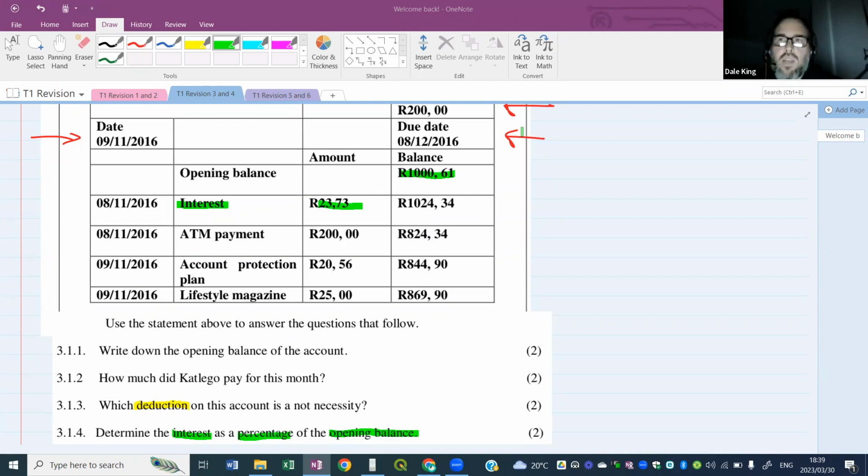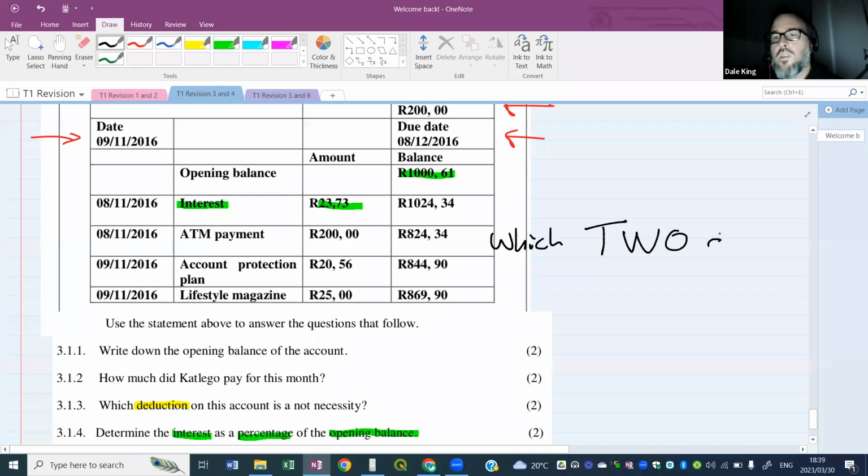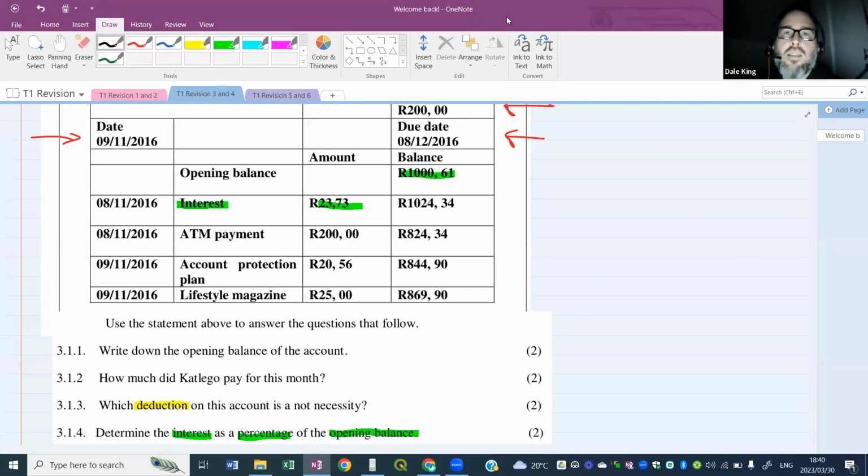They'll always actually write the word 2. In fact, what they do in the exams and the finals, they put the word 2 in capitals. Okay, so they'll say which 2 deductions. They'll actually put the word 2 in capitals there, which means you must give 2. But because it's 2 marks doesn't mean you must give 2. In math lit exams, there are no 1 mark questions. Everything that's small is 2 marks. So 2 marks is the minimum. Right, so you guys should be calculating this interest amount, 23 and 73. What is it as a percentage of the opening balance, please?